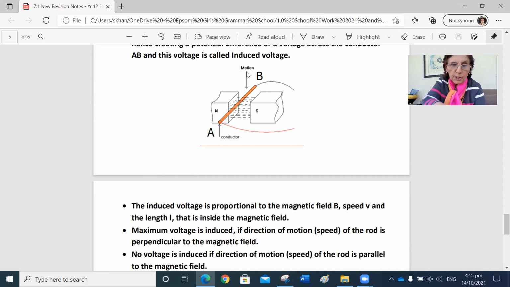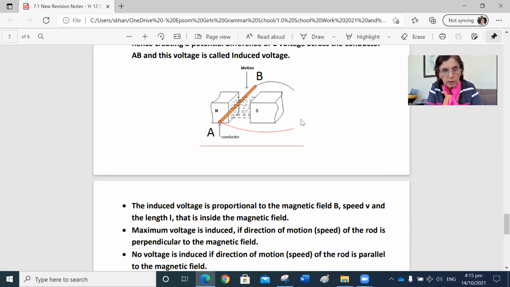That means from north to south. So that's where they are. And if you move your right hand, that means it is from B to A. And that is the conventional current. So that means positive charges will move, or current will flow in this direction.